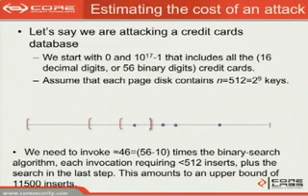So I put here an example to estimate the cost of an attack. Imagine a table holding databases, which are 16 digits decimal value, so it's between 0 and 10 to the 16th minus 1, and that's about 56 binary digits. So assume each page contains about 512 keys, that's 2 to the 9th, and then our attack will need to invoke the binary search procedure approximately 46 times.